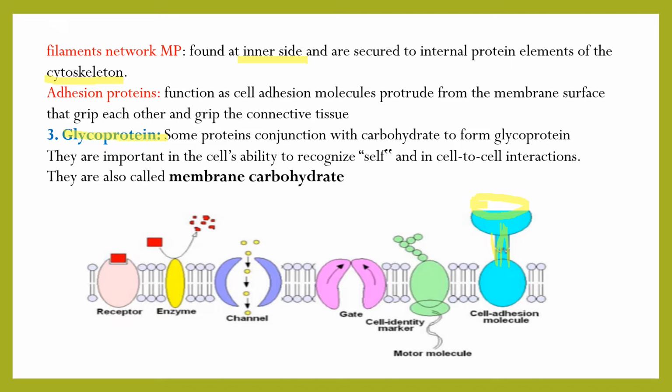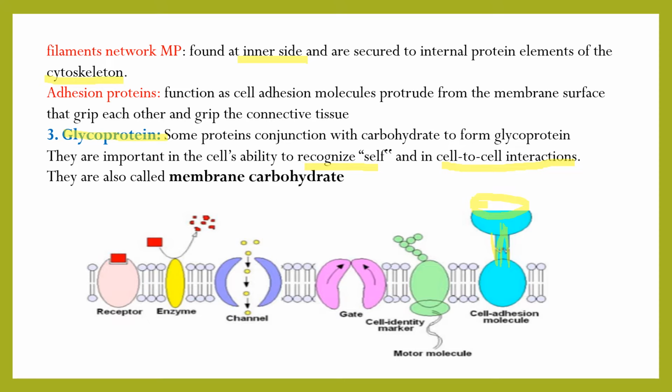Glycoprotein is formed from carbohydrate and protein molecules. Some proteins conjugate with carbohydrate to form glycoprotein. They are important in the cell's ability to recognize self and in cell-to-cell interaction, because in the levels of organization, different cells come together to make tissue. Then related tissues come together to make organs, related organs come together to make systems, and the systems come together to make an organism.